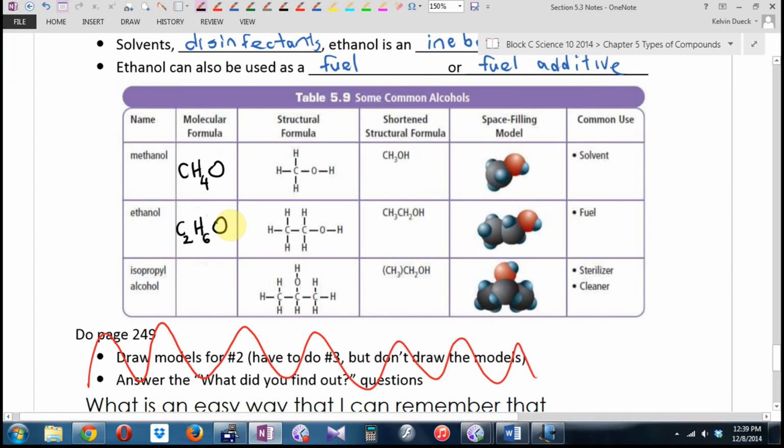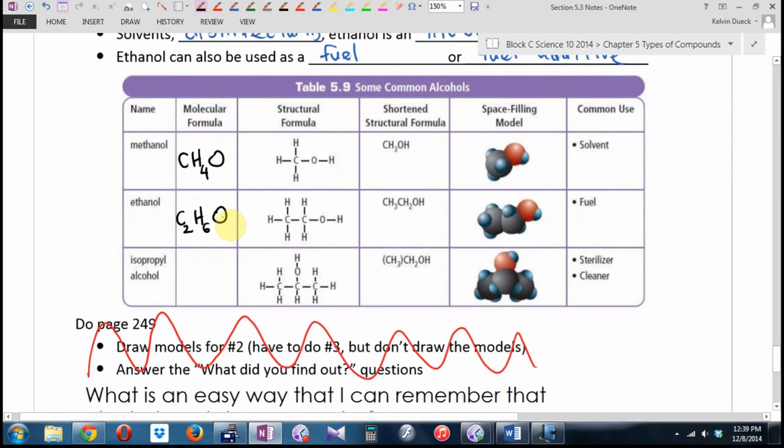Isopropyl alcohol, this is what you also have in your medicine cabinet called rubbing alcohol. So this is what you put on muscles when they're sore or whatever. You awake, Julia? Sit up, we're almost done. What would this one be? C, how many C's? 3. How many H's? Count carefully. 8. O. And you can see that's a different way to bond them together. That's what gives rubbing alcohol its unique properties.